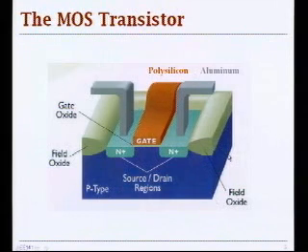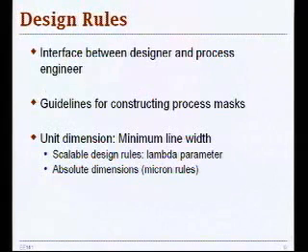So now the question is, for you as a designer, what do you need to know in order to be able to fabricate this device such that you can create a set of masks that will be transferred over to the real silicon material? And that's what we explained with these design rules that we started last time. So design rule is basically a contract between your process engineer and yourself, your design engineer. And these are guidelines for constructing process masks.